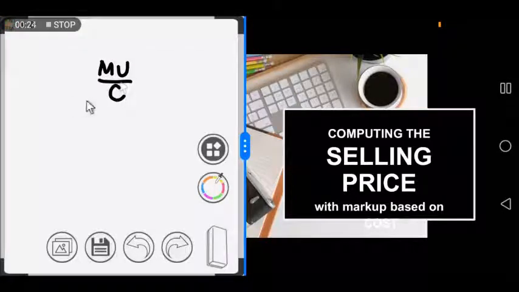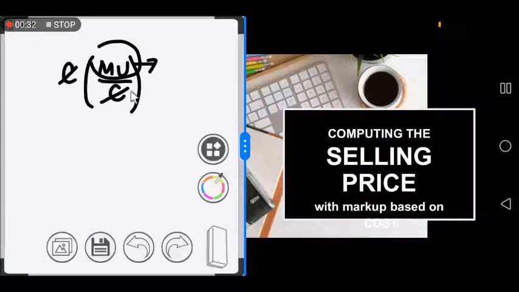Now, if we multiply it with the cost, the cost will cancel, and we go back to whatever amount our markup is. So, given our cost and given the markup rate, multiplying the two, we will have the markup. And of course, if we already know the markup and the cost, we can easily get the selling price.